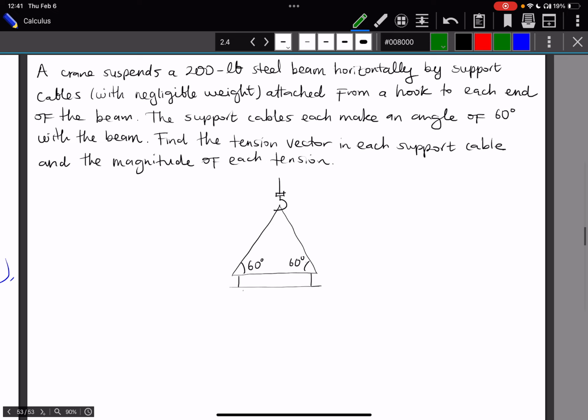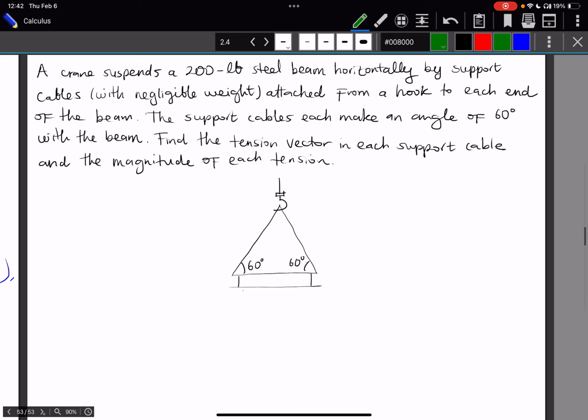So to solve this problem, we're going to use polar coordinates. We're going to use some physics, and we're also going to use solving equations, linear equations, later on. So let's look at what we have here.